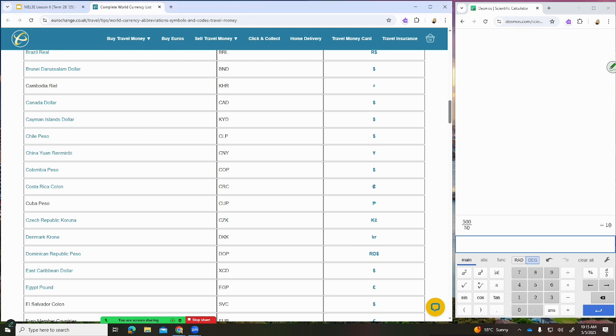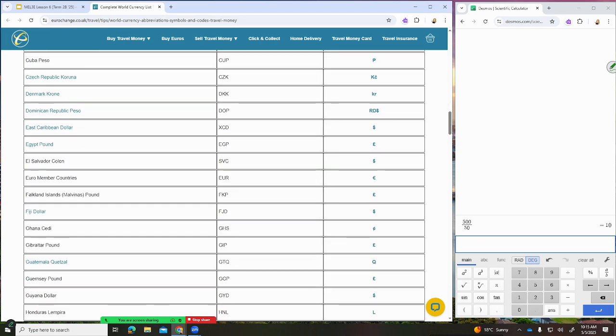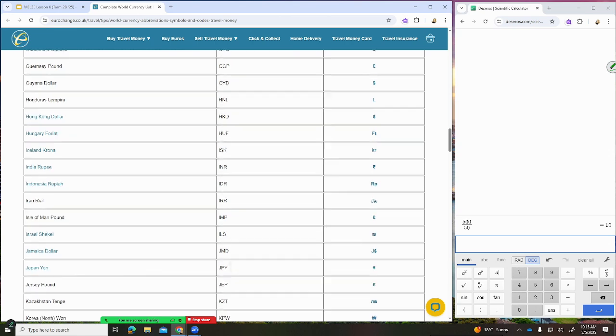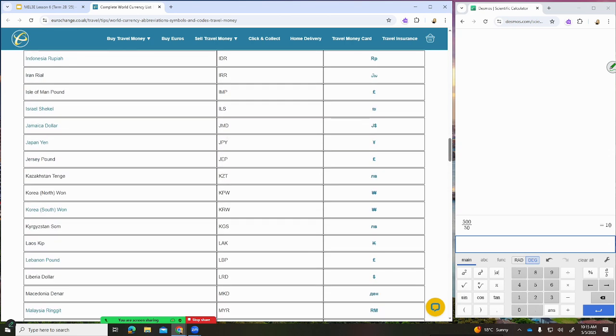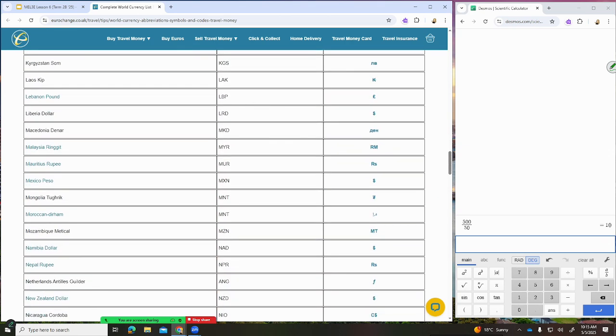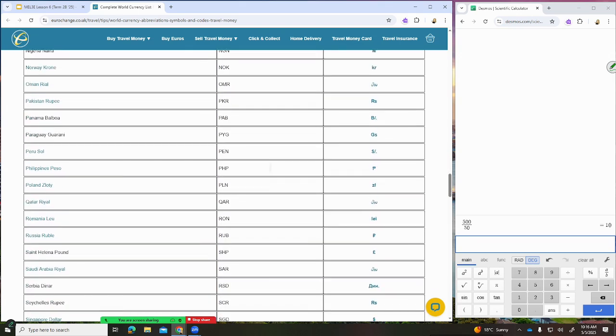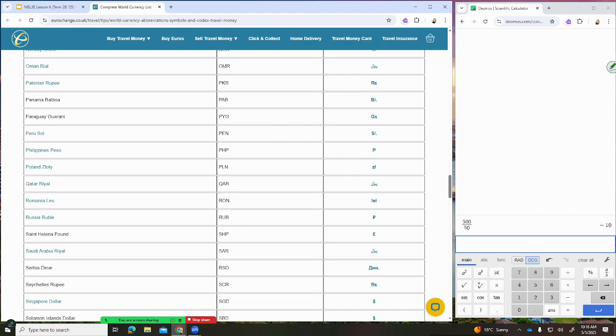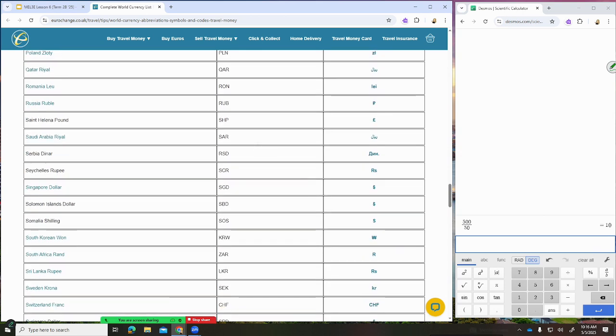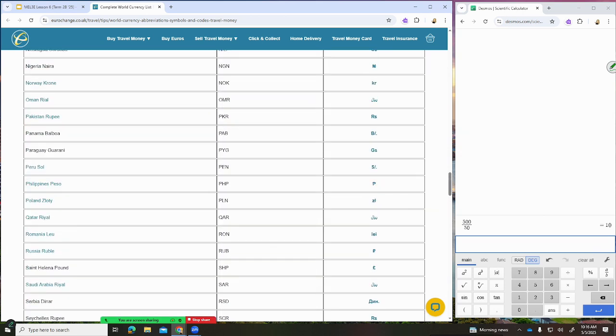If you've got time and you want to just explore, go ahead and search through all of them, see what they look like, see what the common ones are, see which ones you maybe never heard of before. And again, if you're looking at traveling somewhere specific, you can look up and see what their currency is.